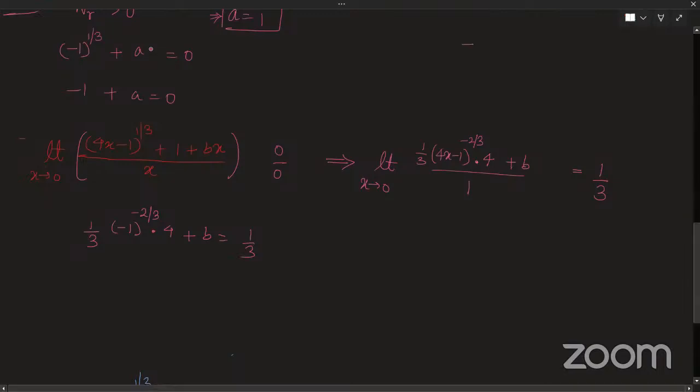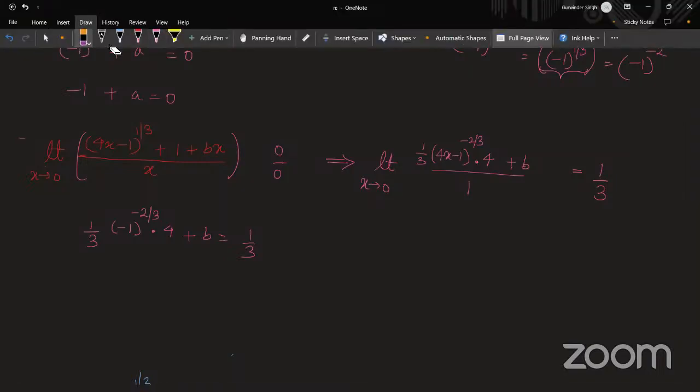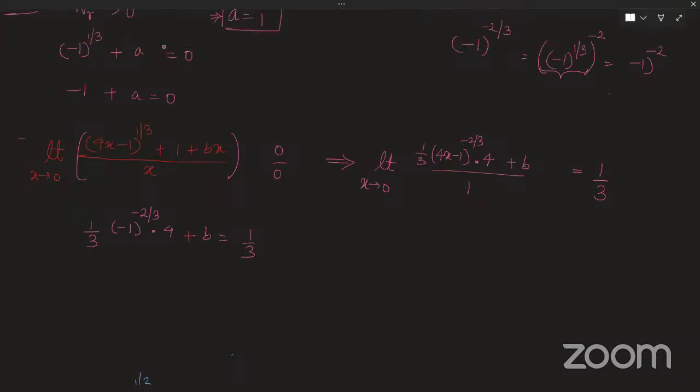Can anyone tell me, minus 1 raised to minus 2 by 3, what will it be? It will be plus 1. I'll show you how. It's minus 1 raised to the cube root, that is 1 by 3, whole raised to minus 2. Right? You can write it like this. So first you take the cube root of minus 1, so it is minus 1. So minus 1 raised to minus 2 is basically 1 by (minus 1) square, so 1 by 1, it is plus 1.